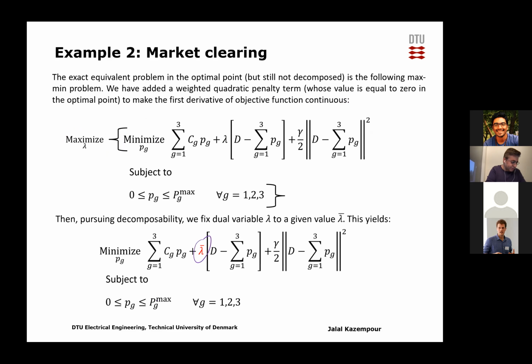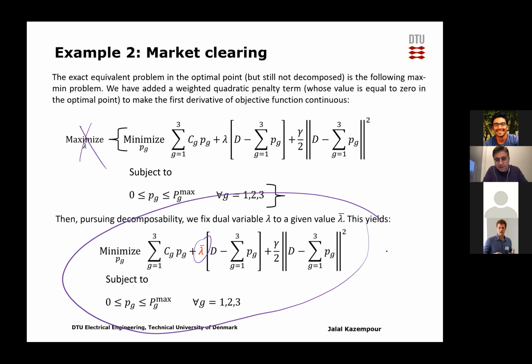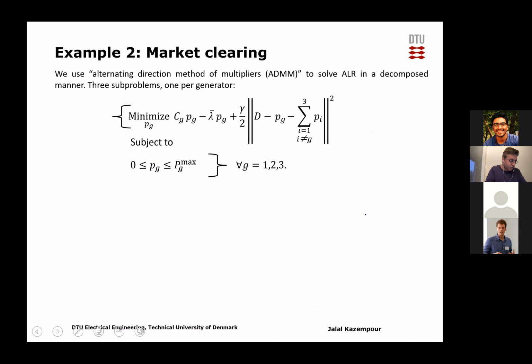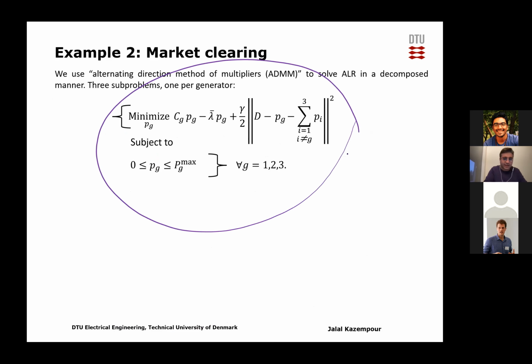So we fixed lambda to lambda bar, max is gone, but now this problem is not decomposable. But what we can do, we can use ADMM, right? So not decompose, we talked why last time. So what we can do, we can use ADMM setup. So now we have one subproblem per generator.